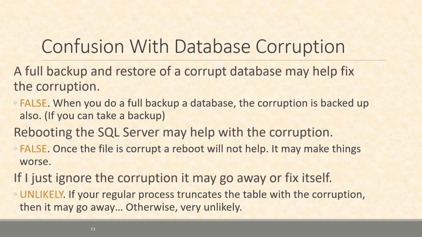So what if I ignore corruption? Is it going to go away? Is it going to repair itself? That's not going to happen. Technically it's unlikely, because if you have a regular process that truncates a table and then refills it, such as a data warehousing or ETL process, you might get lucky. It truncates it, the corruption goes away, and then you wouldn't have corruption. But other than truncating or clearing out a table completely, it's extremely unlikely that ignoring it will make it go away.